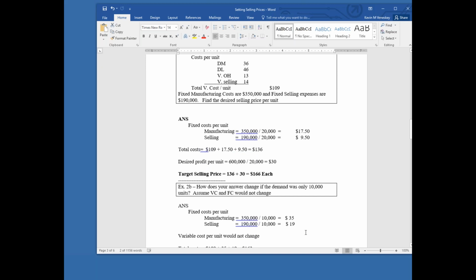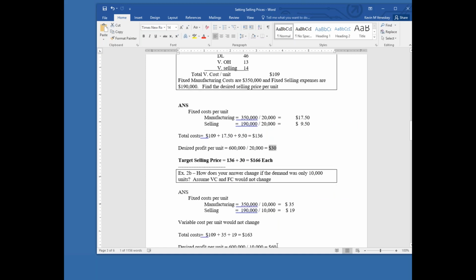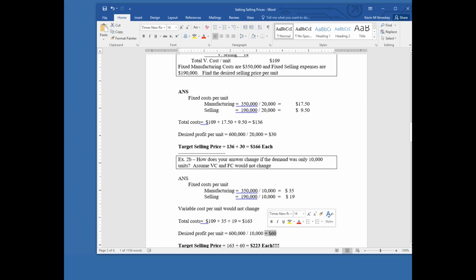Okay, let's look at this. Now my price jumped from $17.50, it doubled because I'm selling half as many products. Same with this one, the selling, and the same with my profit margin. My profit margin now says I need to make $60 on a per unit basis. So my total cost did jump. Now it didn't double because my variable costs are going to always be the same per unit. But these final two numbers did double.